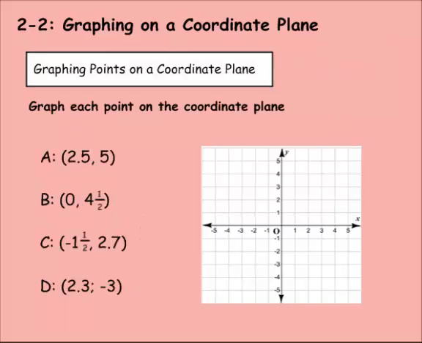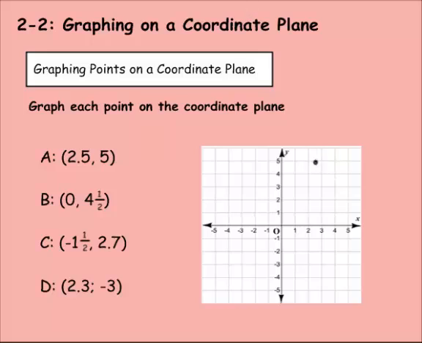Here we actually have to go backwards. We have to graph each point on the coordinate plane. So we have A, which is 2.5 and then 5. So we do 2.5 for x and 5 for y. Both positive, so we go 2.5 right here. And then we're going to go up 5. 2, 3, 4, 5. And here's our spot for A.